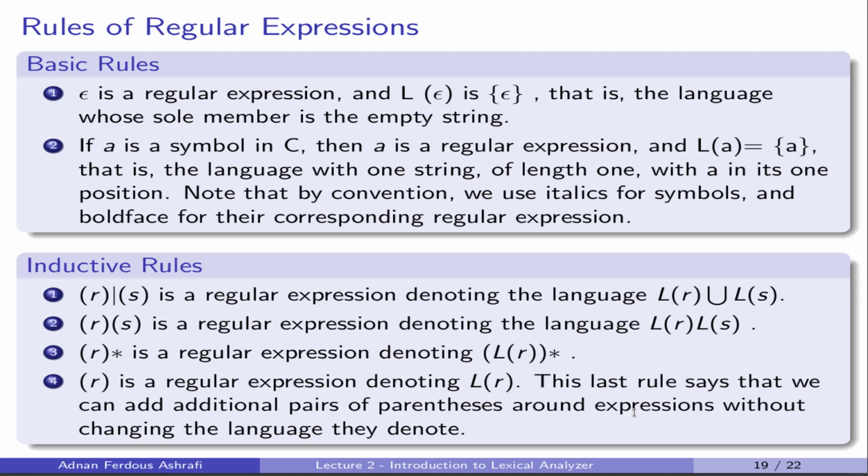Okay. If a is a symbol in Σ, then a is a regular expression and L of a is equal to the set of a. Okay, so আমরা ধরে নিচ্ছি যে একটা expression-এ just একটাই symbol আছে a. Okay, in that case the language of a is only one character. Okay, so that is a language with one string of length 1 with a in its one position. So note that by convention we use italics for symbols and boldface for their corresponding regular expressions. So we just use them to define regular expressions. Okay, so these are two basic rules of regular expressions.